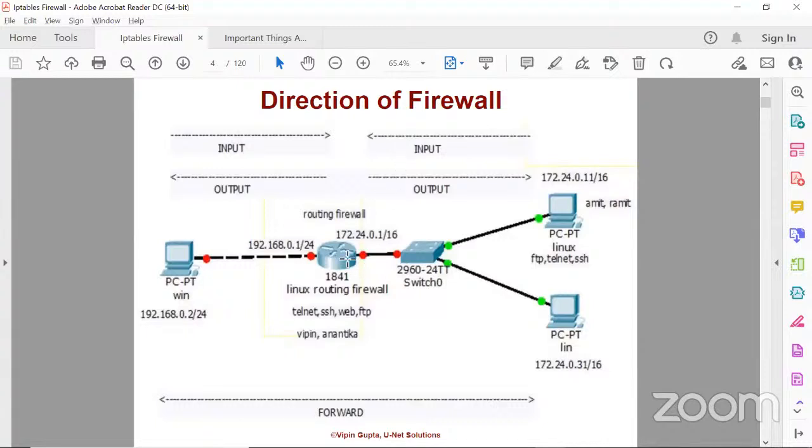Now, what is the problem with this rule? When I'm saying block the traffic from this system, other systems will still be able to access everything. So in the second task, what I would like to do is that this whole network, the 172.24.0.0 network, should not be able to access any service on this system. So we are going to the second task. But what is the problem with this rule? This will still be able to access.